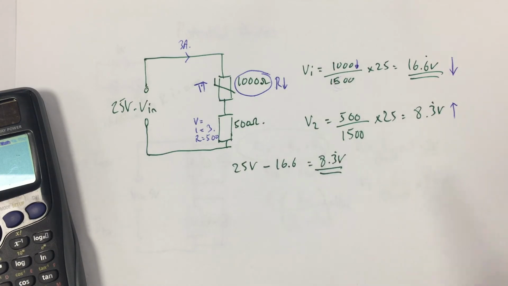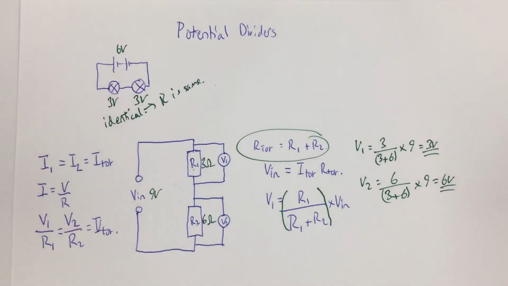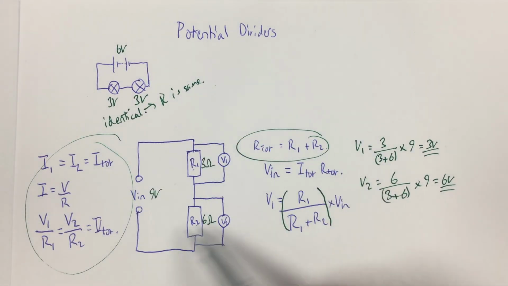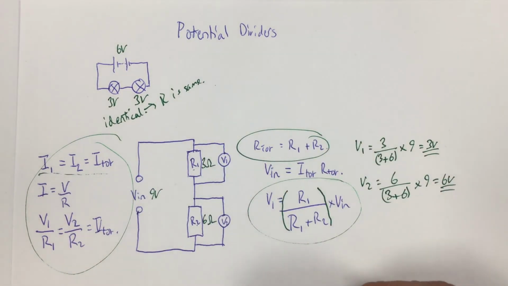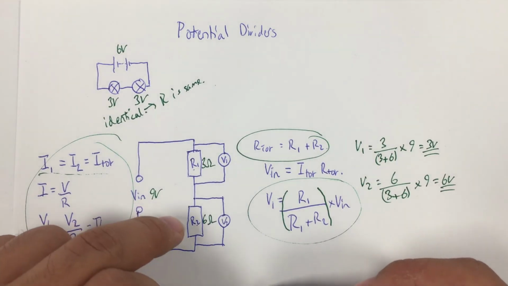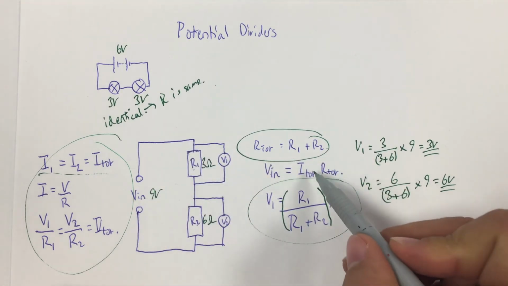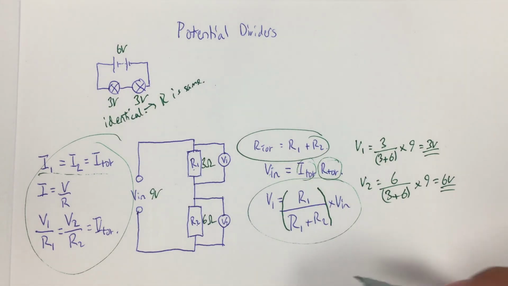So if you don't understand potential dividers, just go back and watch the video again. Don't worry too much about this section here, or being able to work out where this equation comes from. The key idea is that you understand that because this is in series, the current is the same for both of them. And because the current is the same, if the resistance of one of these things changes in some way, it will affect the total current in the circuit because we're changing the total resistance, and that will therefore affect the voltage across each one.